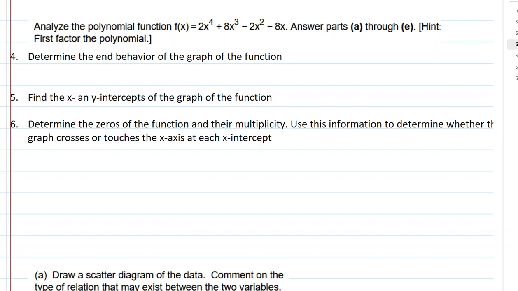First off, we want the end behavior of this function. Well, the leading term is 2x to the fourth, so therefore, it's a W. Positives. And I have that on your sheet, in our notes, right there: even, positive is up, up. All right, so we got that.